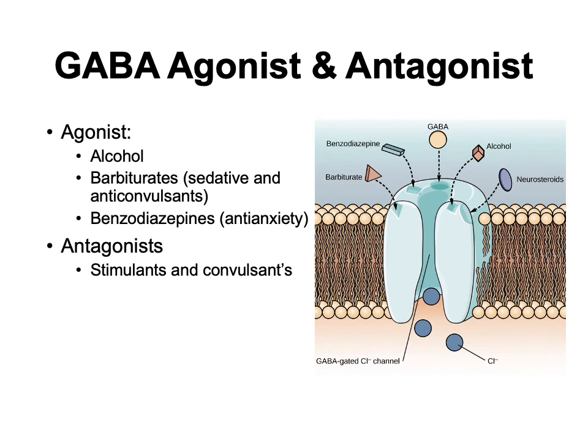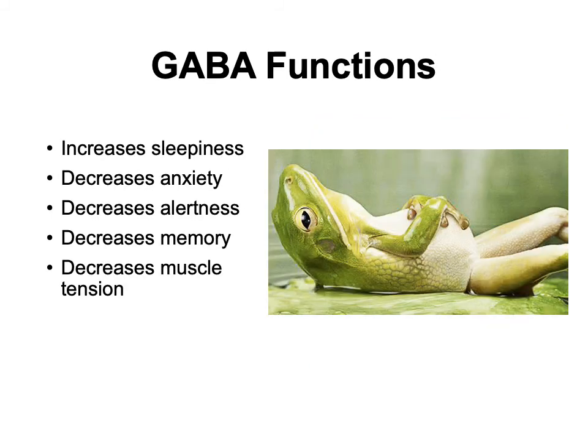GABA agonists and antagonists. The agonists are alcohol, barbiturates, which are sedatives or anticonvulsants, benzodiazepines, which are anti-anxiety drugs. All of these will bind with receptors and mimic the same effects as the inhibitory GABA neurotransmitter. The antagonists are stimulants and convulsants, which will prevent the binding of the GABA and prevent the inhibitory effects.